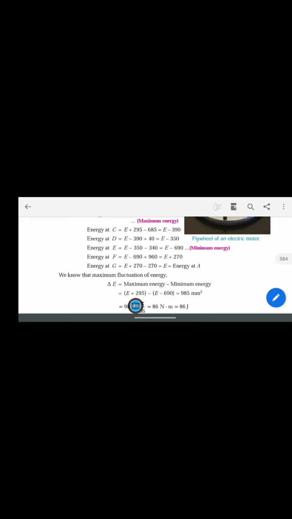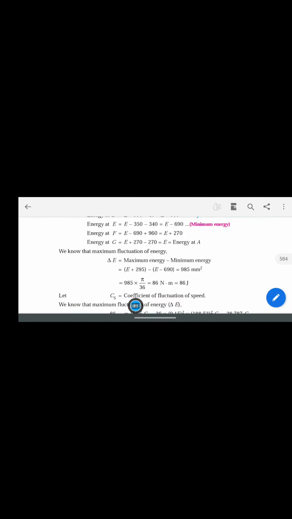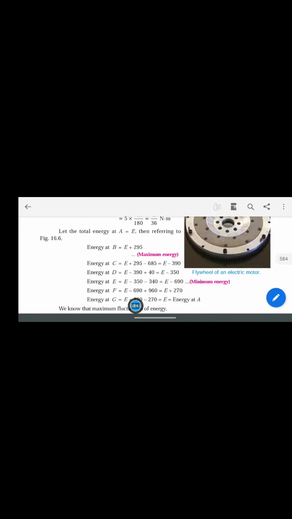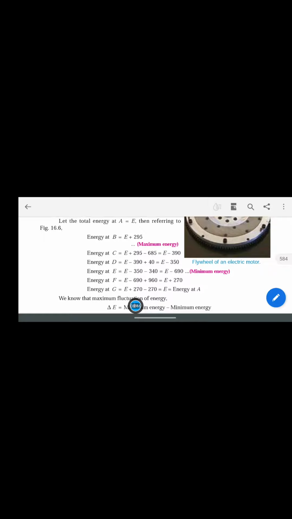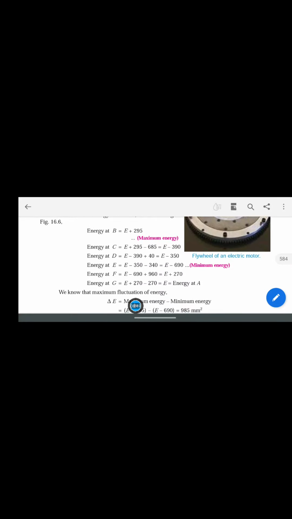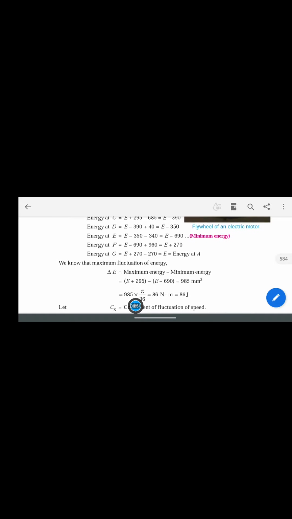If it does not come as E for you, then at some point of calculation you have made a mistake, so please check it. You should get capital E. After getting energies at all the points, you need to calculate the maximum fluctuation of energy, for which the formula is maximum energy minus minimum energy. Out of all these energies, E plus 295, E minus 390 and so on, the maximum energy is E plus 295 and the minimum energy is E minus 690. Subtract those two energies, you will get 985 mm square, but energy should be in terms of joules.